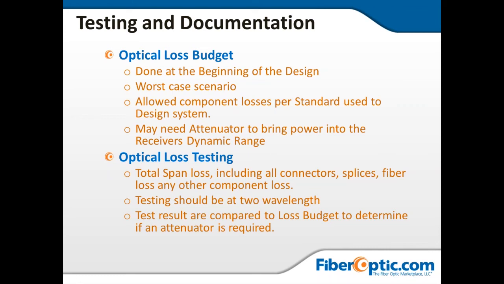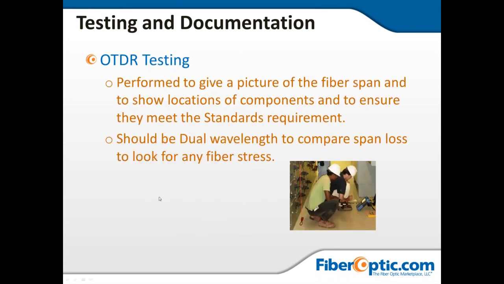Now the optical loss testing gives me total link loss, including all connectors, splices, fiber, and any other components in it. But it only gives me A to B, as I said before. It doesn't peek into it. Testing should always be done at 2 wavelengths at least, the 1310 and the 1550, which have always been the 2 standard telephony windows. And then those test results compare to your loss budget. And it could determine if you need an attenuator or you need some other corrections to the system, very simply.